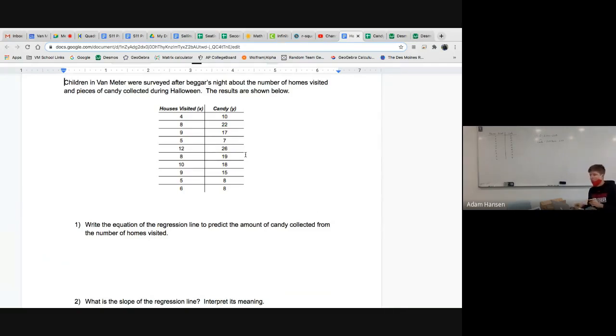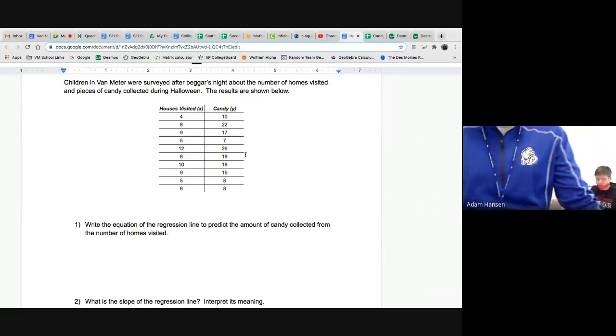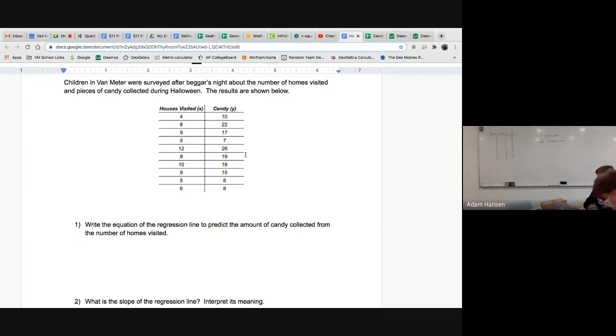Okay, let's see if we can finish this up, guys. Let's talk about your work so far, just to make sure everyone's on the same page. I've helped a few people here. So let's wrap this up to make sure we're all understanding how to create, interpret, and use an equation of a trend.